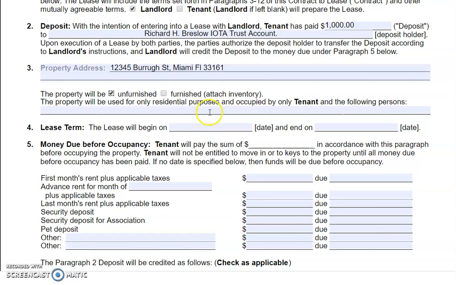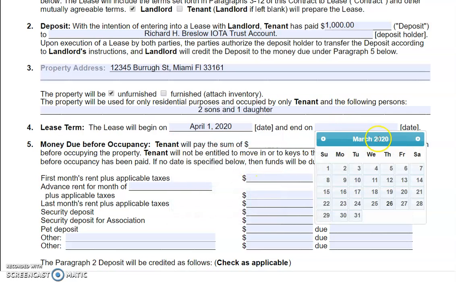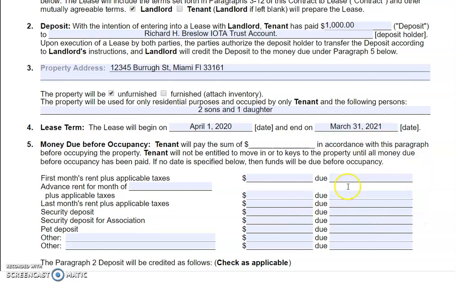The property will be used only for residential purposes and occupied by tenant and the following persons. I'm going to put $1. Let's say today we are in March. Let's think that they want to enter on April the 1st, and of course the lease has to end one day before that. So normally we're going to put March 31st, 2021.